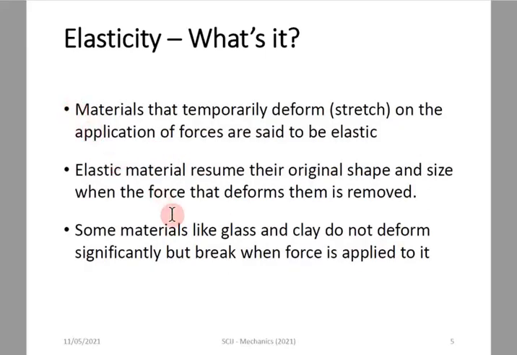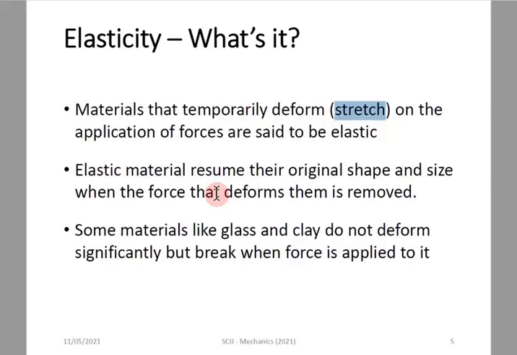Now let's summarize what elasticity means. Elastic materials temporarily deform. We have a broad term called deformation, and a particular example is stretching the material. So if a material temporarily stretches or deforms on the application of forces, we can say that that material is elastic. Elastic materials will resume their original shape and size when the force that deforms them is removed.